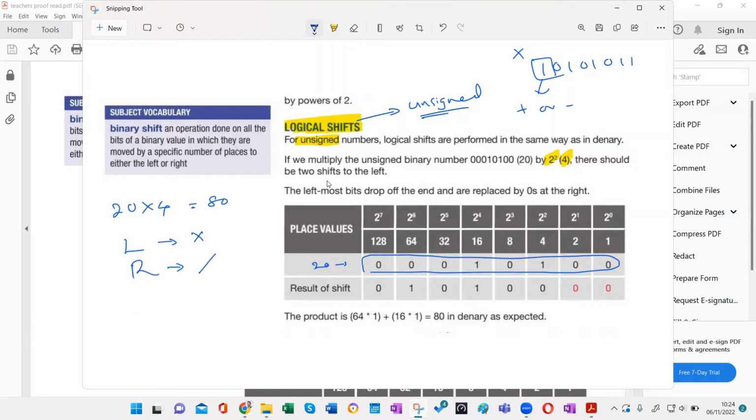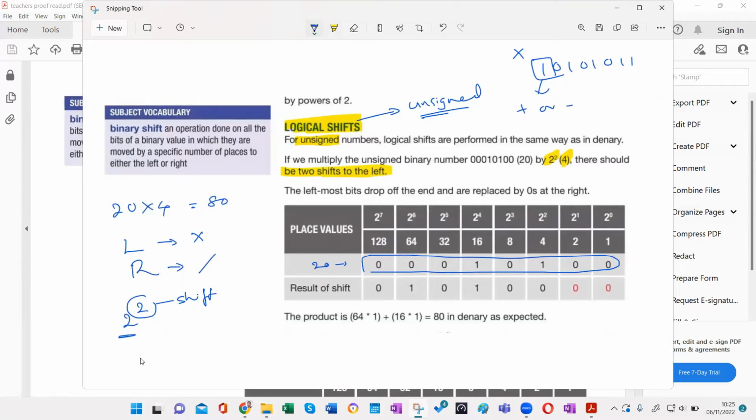So the leftmost bits drop off the end and are replaced by zeros at the right. There should be two shifts to the left. Now, how do you know that there should be two shifts? Because you can see this 20 is going to be multiplied by 4. 4, if you write it as a power of the base, is 2 to the power 2. So just like the previous one, I told you, 10 to the power 2. So 2 is the base now, and the power 2 is the shift.